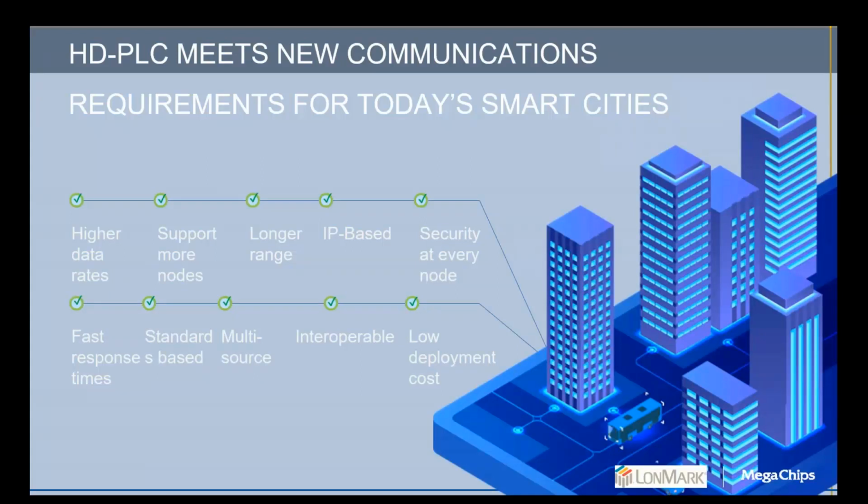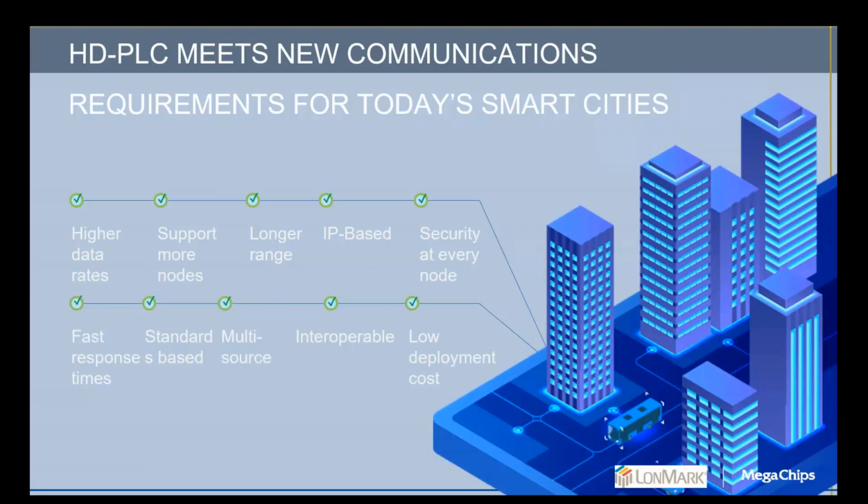So to review, the technology we're presenting today meets all those requirements we talked about for today's smart city and more. HD-PLC addresses the higher data rates. The throughput is more than 90 megabits per second. It supports more nodes, up to 1024 nodes on a single network. Wider coverage, thousands of meters, and it's IP-based. It supports IPv6 and IPv4.